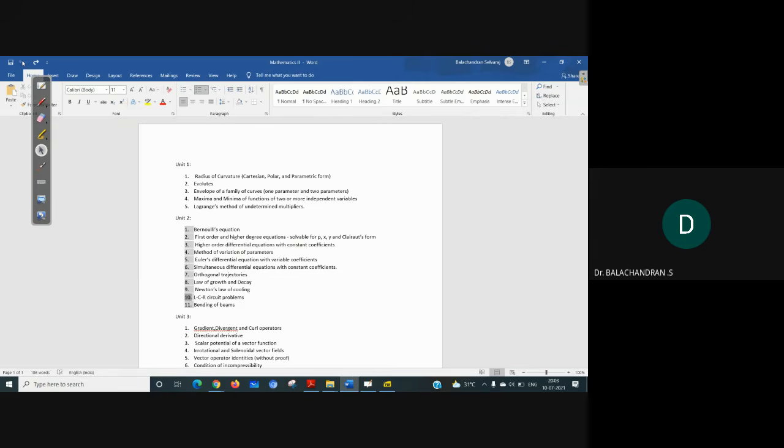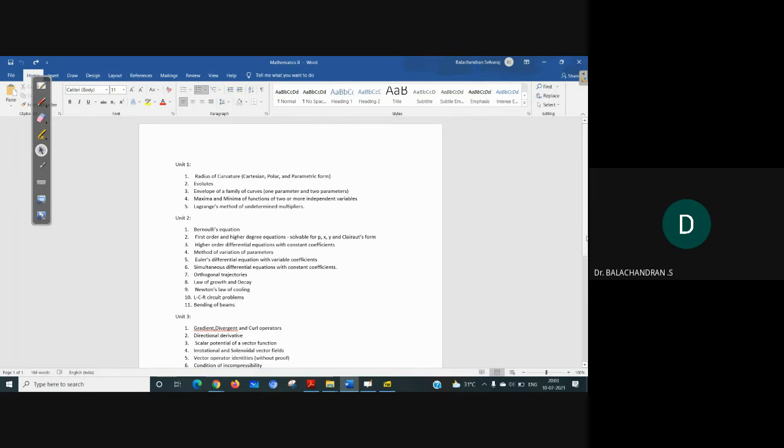The last 2 are LCR and the bending of T. But this time in the second CA and third CA, there is no question from these 2; the questions are coming from law of growth and decay. But in the final exam, I am expecting from these 2. Anyway, if you want to score full marks, you should study everything.